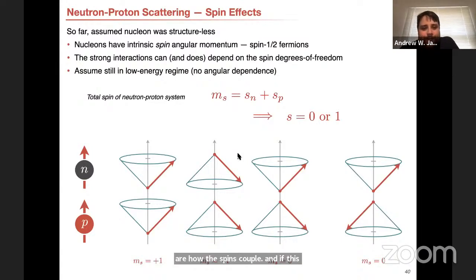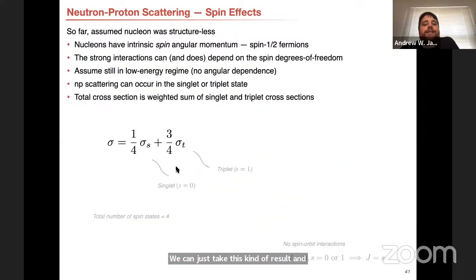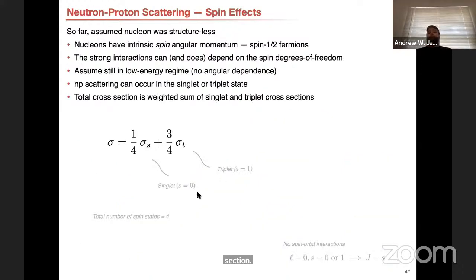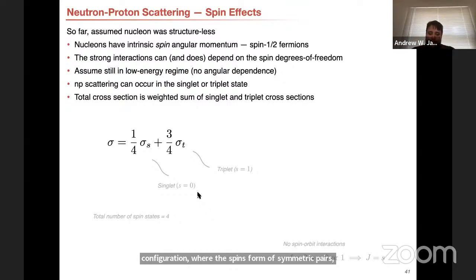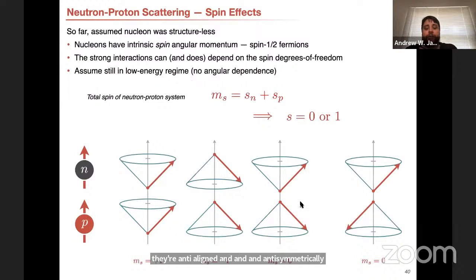We can just take this kind of result and fix our cross section. So our cross section we described for one kind of not dealing with these spin effects. When you include the spin effects, the total cross section is the weighted sum of the spin triplet configuration, where the spins form symmetric pairs, or the anti-symmetric combination where they're anti-aligned and anti-symmetrically formed. So if we count, let me go back here. So if we count the different spin configurations, there's 4 here, 3 for the triplet, 1 for the singlet.